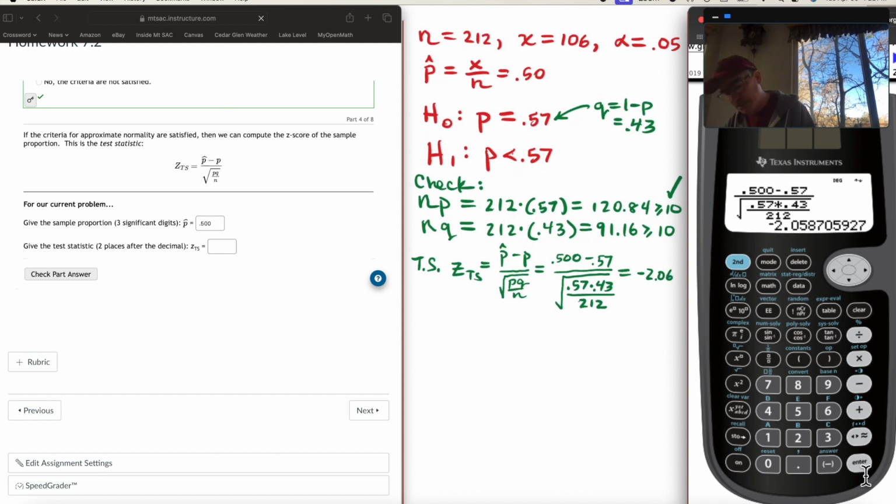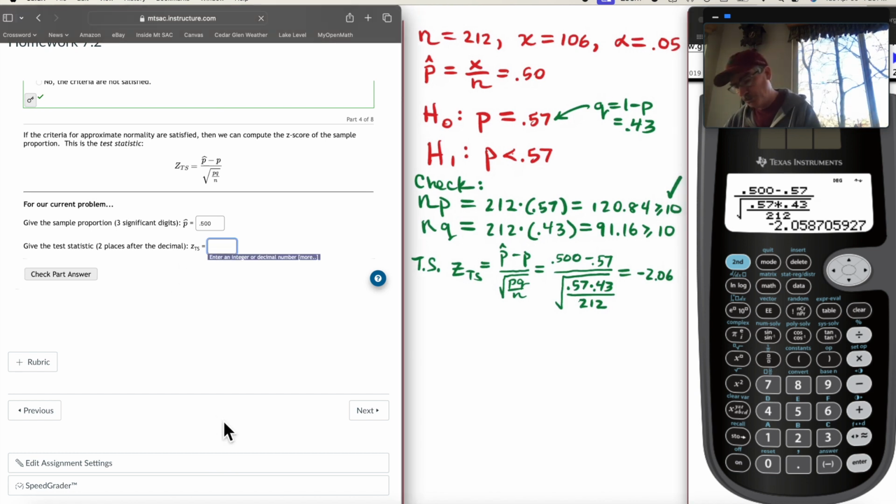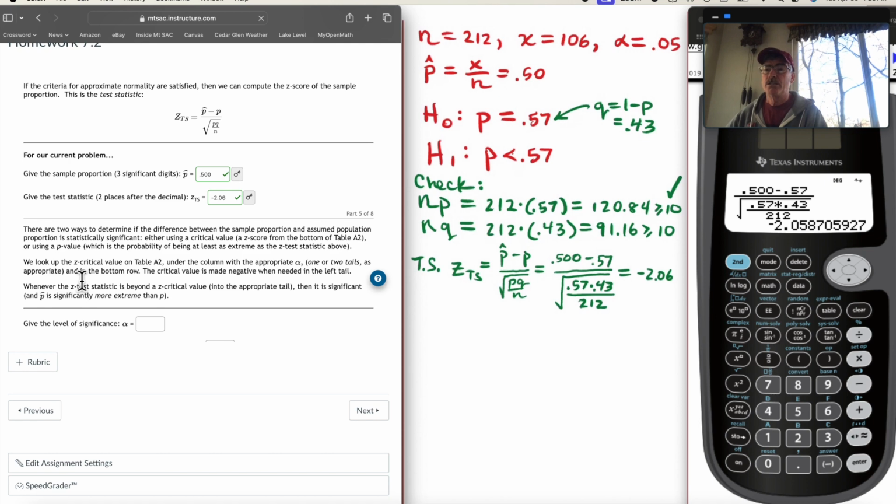So that seems significant. Remember, 2 standard deviations below is roughly our rule for statistical significance. We got 2.06 here, and the 50% is a little more than 2 standard deviations below 57%. That's usually beyond the margin for error, but we need to look a little more closely based on the level of significance here. So let's go ahead and just put in what we've got, negative 2.06. There, and check it. Okay, so that's good.